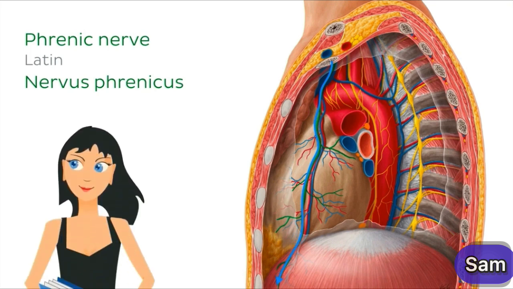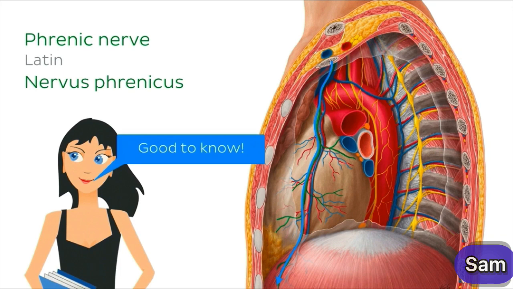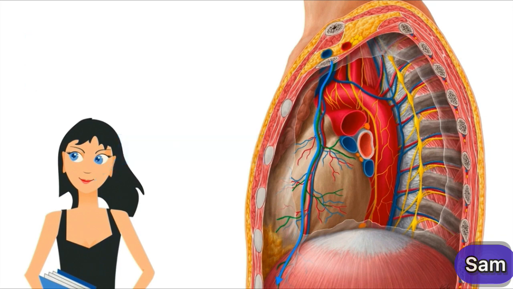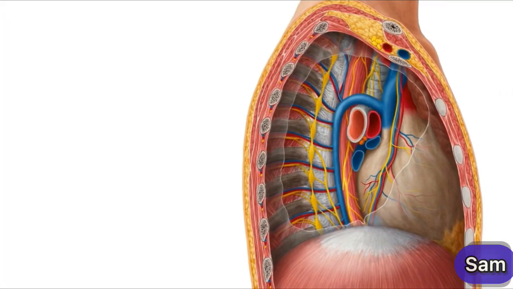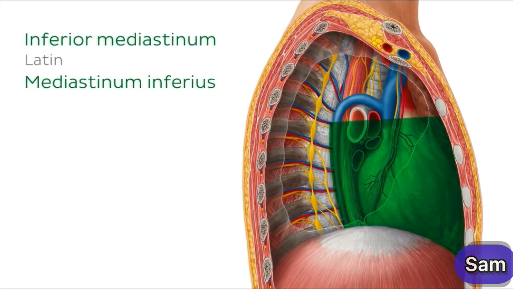And with that, we've touched on the main structures of the superior mediastinum. So let's drop down into the inferior mediastinum now and get a hold on the anatomy there. You'll remember from the beginning of our tutorial that the inferior mediastinum is subdivided into three parts, which are the anterior, middle, and posterior mediastina.